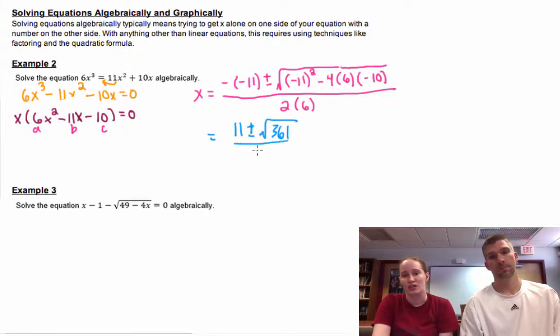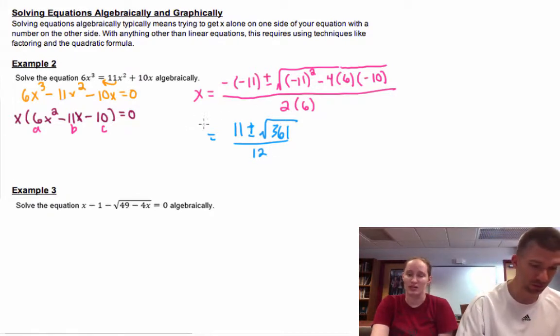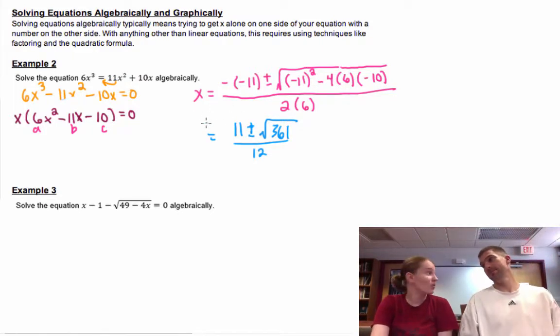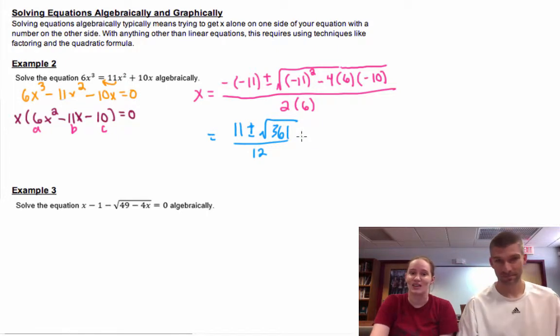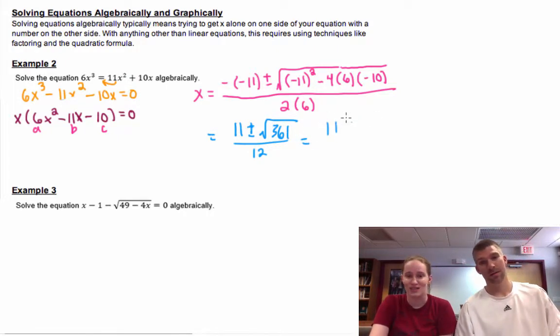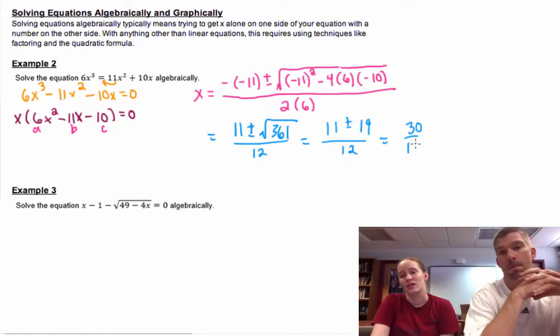over 12. Now, does 361, I don't know that you can square root it by 3. 19. Ooh, look at that. What are the odds? 11 plus or minus 19 divided by 12. So that gives us 30 over 12. And 11 minus 19 is negative 8 over 12.